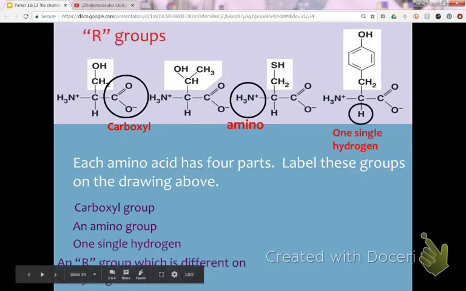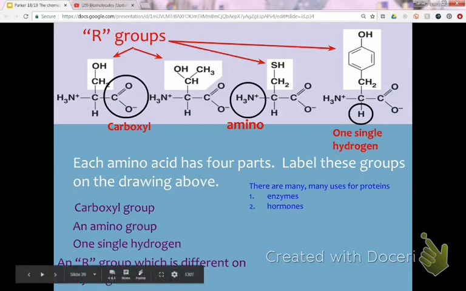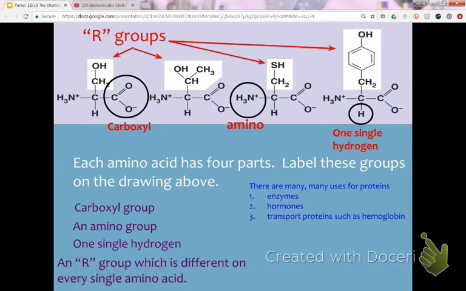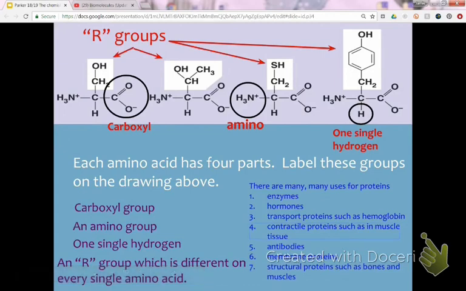And last but not least, the R groups. These are all the R groups. On yours, it just says R. It's just to show you that for the different amino acids, that's the only thing that's different. They all have that same general structure, but the R group is different on each one. Cool? There are many uses for proteins, such as enzymes, hormones. I think I already wrote these down for you. Transport proteins, contractile proteins, antibodies, membrane proteins, structural proteins, etc.